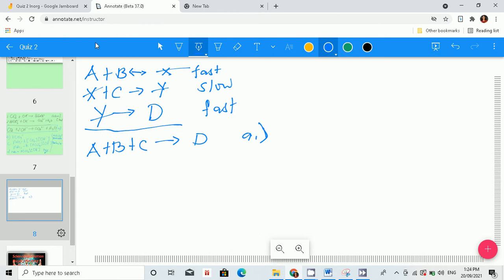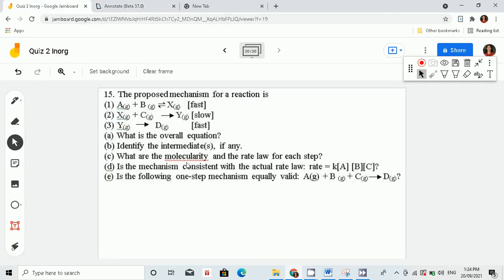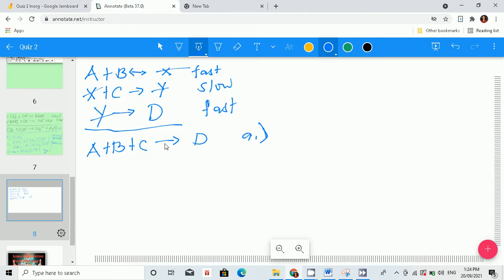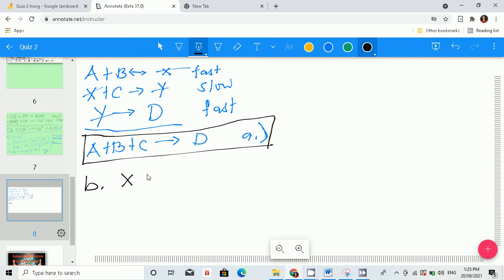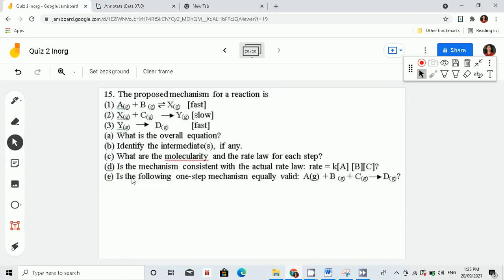Now, what is letter B? Identify the intermediates, if any. We have identified them already. I'll just box this one. This is letter A. Now, for letter B, the intermediates are X and Y.